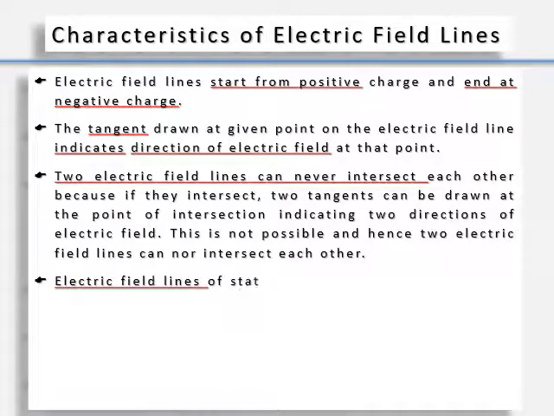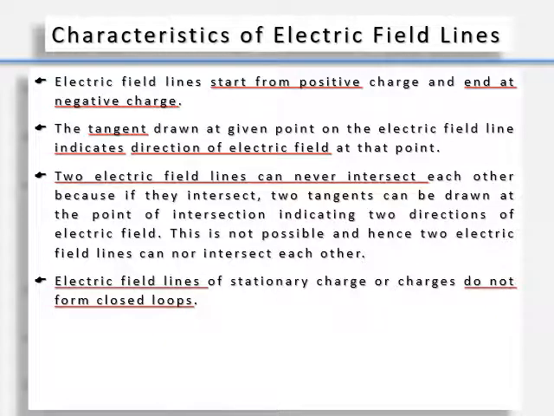Then we also know that if we have charges which are not moving, for stationary charges, electric field lines start from the positive charge and they end at the negative charge. But electric field lines of stationary charges do not form a closed loop. If you have a single positive charge, the electric field line will come out of the positive charge and go up to infinity. Electric field lines will not come back. So electric field lines of a stationary charge or stationary charges will not form a closed loop.